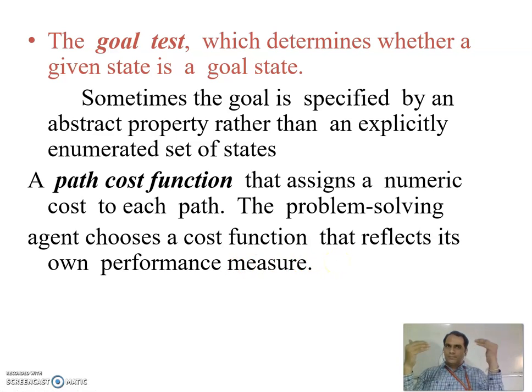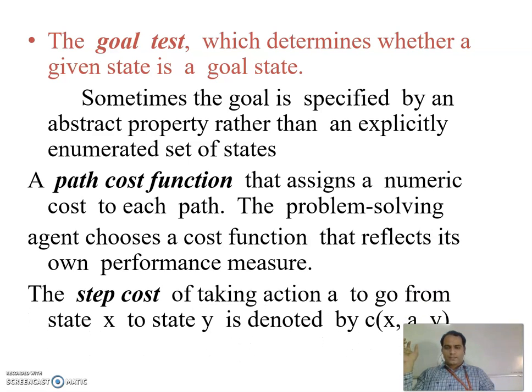So how performance needs to be improved depends on whether you want fewer kilometers traveled or less time taken, or whatever performance measure you are considering. Based on the cost of the mode of transportation, it may choose one cost function. Now the step cost of taking action A to go from state X to state Y can be denoted like this, as shown in the slide.